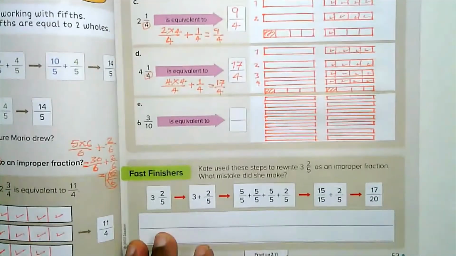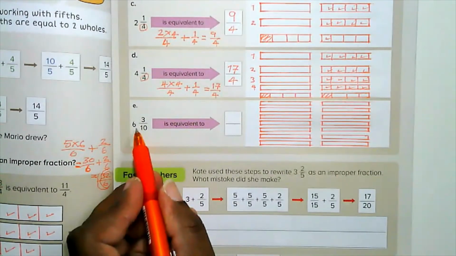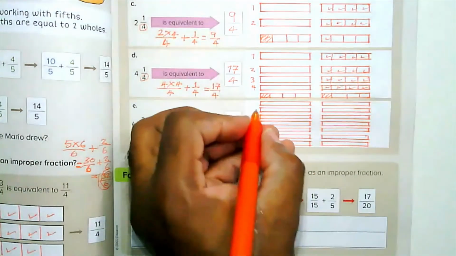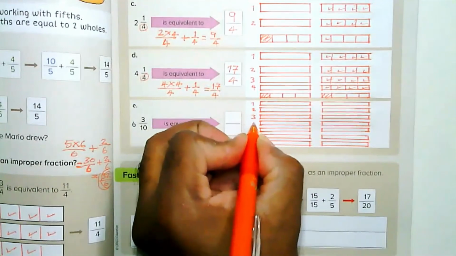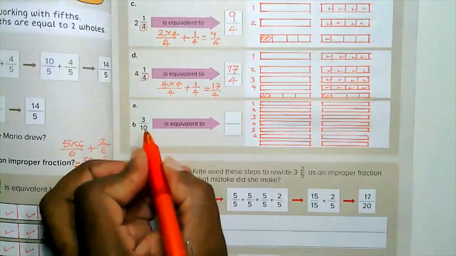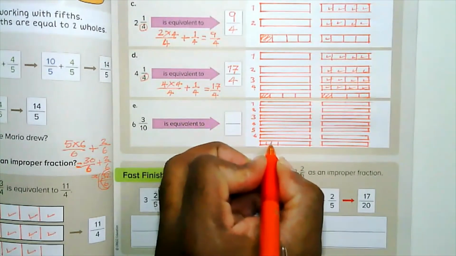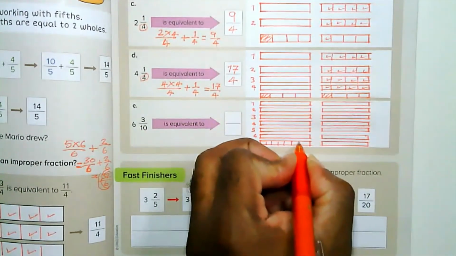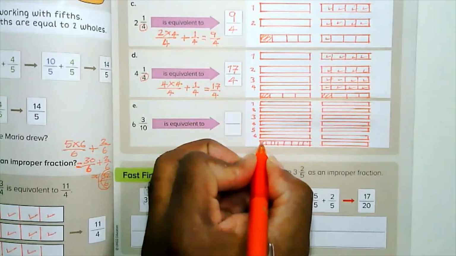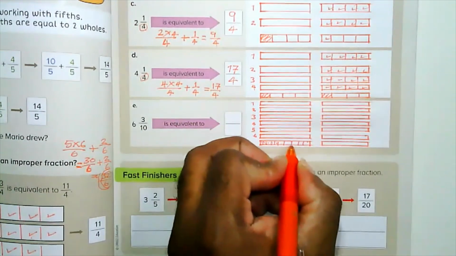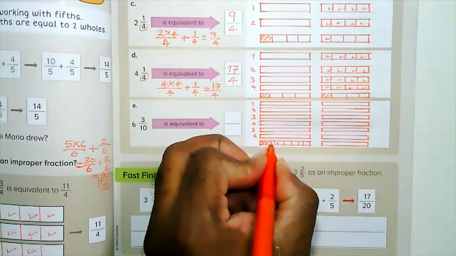Now part E, 6 and 3/10. So we have 6 whole shapes, 1, 2, 3, 4, 5, 6, and 3/10. 1, 2, 3, 4, 5, 6, 7. So we have 1, 2, 3, 4, 5, 6, 7, 8, 9, 10. So 3 out of the 10 are shaded.